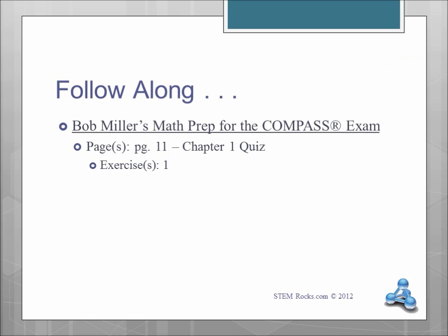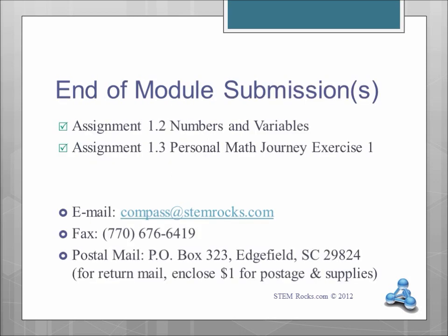If you are following along in Bob Miller's Math Prep for the COMPASS exam, complete exercise 1 on page 11. If you are enrolled in the COMPASS Preparation course, the submissions for this module are Assignment 1.2 Numbers and Variables and Assignment 1.3 Personal Math Journey Exercise Number 1.